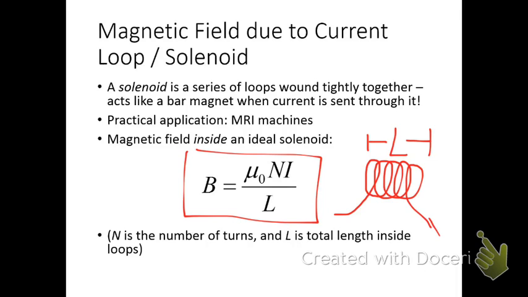And this is basically what MRI machines are. If you've ever been inside one, you're put inside a little tube, and all around that tube is a coil of wire that's running around you. When you turn it on, it sends a magnetic field through you that can be used for imaging.